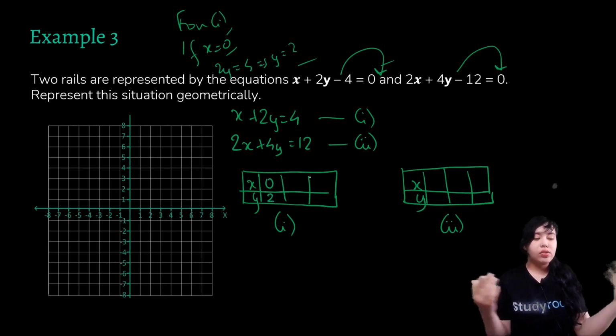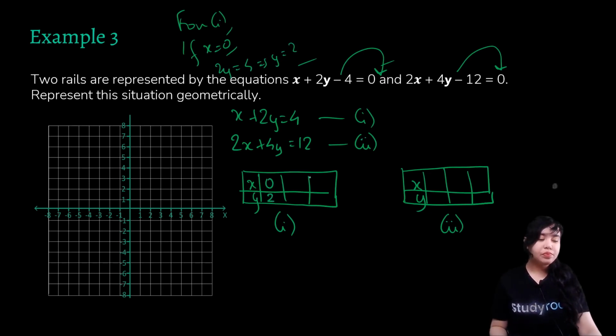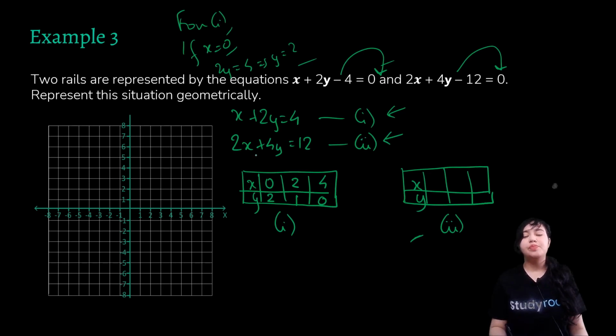Then you can just do it by yourself also. So we will take x as 2. We'll get y as 1. If I take x as 4, 4 gets cancelled. We'll get y as 0. Now attention on this second box. So we'll refer to the second equation. So if I take x as 0, 4y equal to 12, y becomes equal to 3.